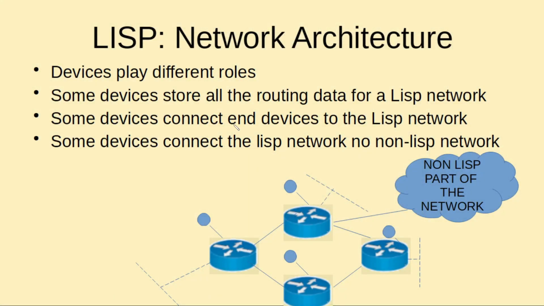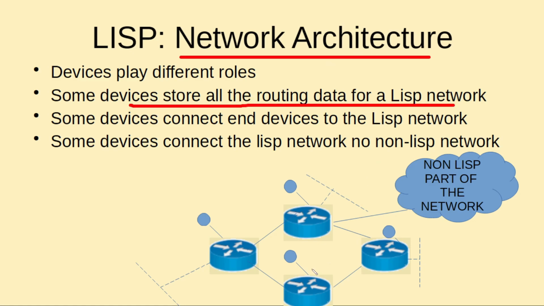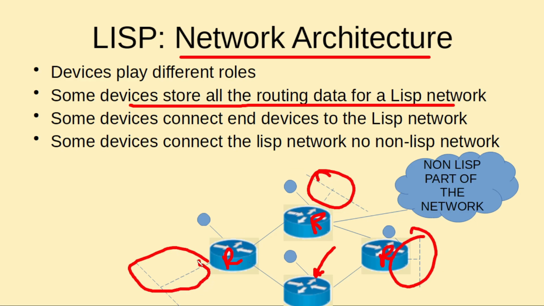LISP can also be defined as a network architecture. When defining our LISP domain, we are going to assign roles to these devices. So for instance, if we have a device that is more robust than the others, it has more memory, it has more CPU capacities, we can select that device to store all the routing data for the LISP network. For instance, this device. Devices that connect endpoint IDs to the network perform another role. So for instance, this router and this router connect endpoint IDs to the LISP domain. So they have a specific role.